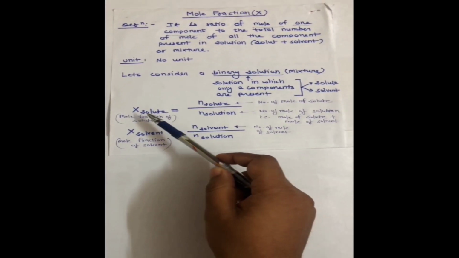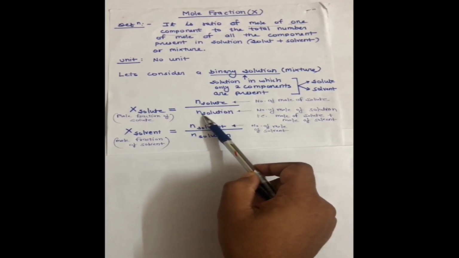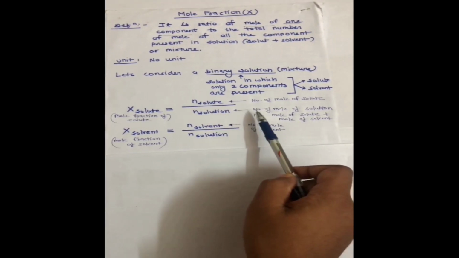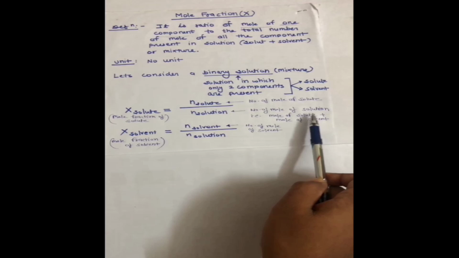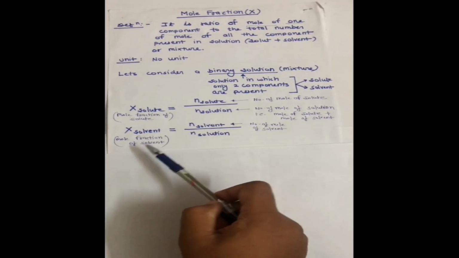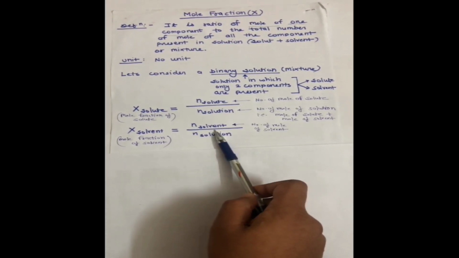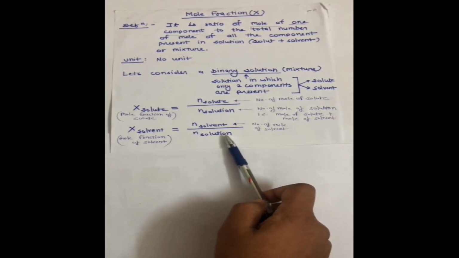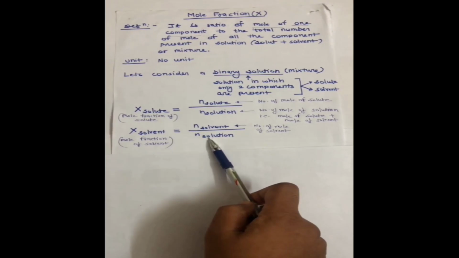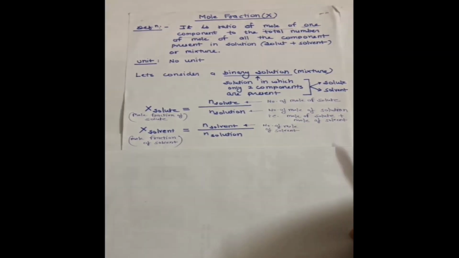So for a binary mixture, we want to calculate mole fraction of solute and mole fraction of solvent. Then remember, for mole fraction of solute, it is number of mole of solute divided by number of total mole of solution. That means number of mole of solute plus number of mole of solvent. Similarly, for mole fraction of solvent, we should divide number of mole of solvent by total number of mole of solution. What is total number of mole of solution? It is number of mole of solute plus number of mole of solvent.